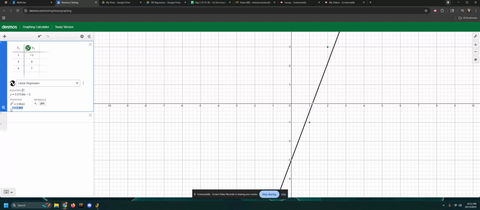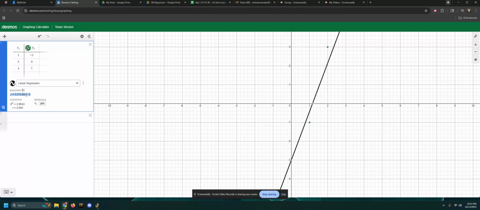It also gives us some extra information, and we only care about this equation and this regular lowercase r equals value. If this r value is a positive close to +1, it is a strong positive. If it is a negative closer to -1, it's a strong negative. The closer it is to 0, the weaker it is. So here, 0.982 is a very strong positive, meaning that it is a pretty positive line.